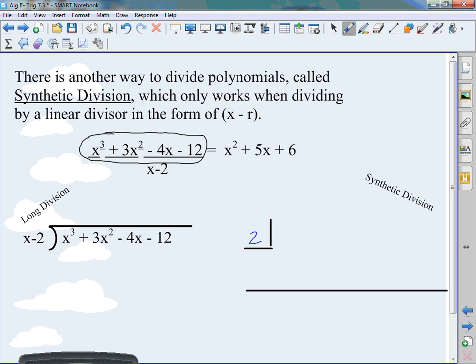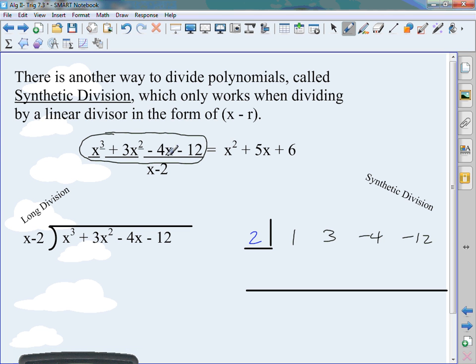What's my highest degree? 3. What's my coefficient on that? 1. So I put a 1. What's my x squared then? 3. What's my x? -4. And what's my constant? -12. It has to go in order.